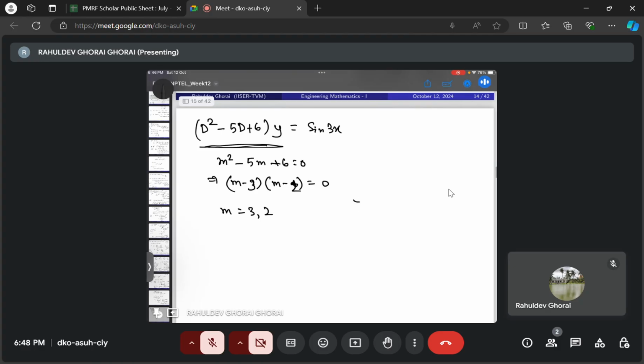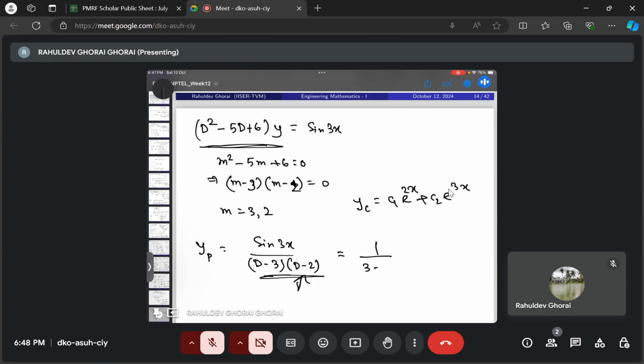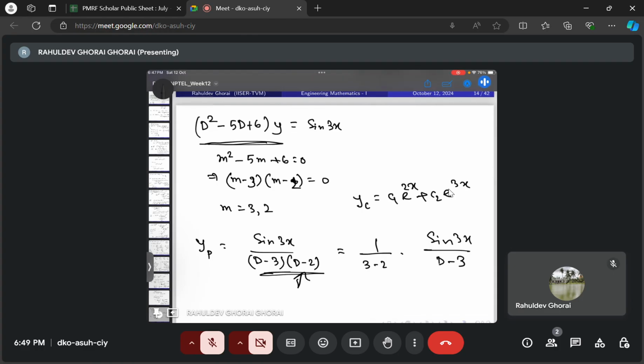So the complementary solution will be c1 e to the power 2x plus c2 e to the power 3x, right? So for the particular integral, what you have to find out is sin 3x over d minus 3 times d minus 2. So what does that give? If you put 3, this will vanish, but you can take for d minus 2, so 3 minus 2 times sin 3x over d minus 3. You can write like this.